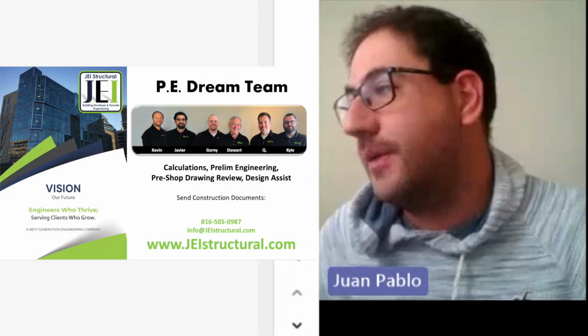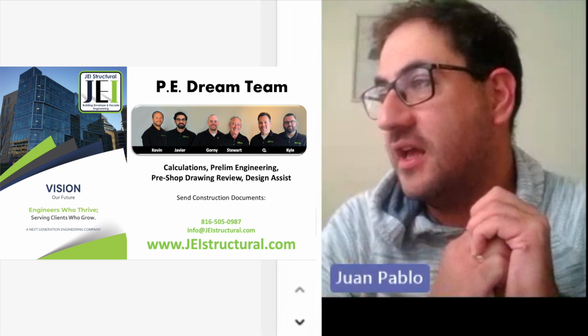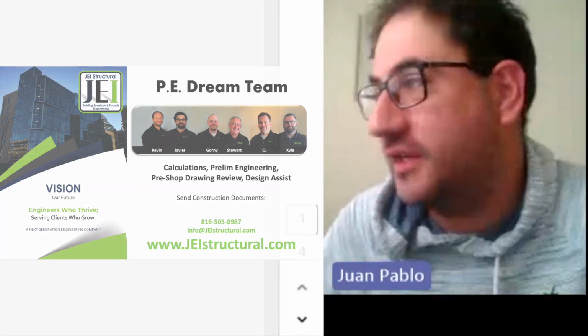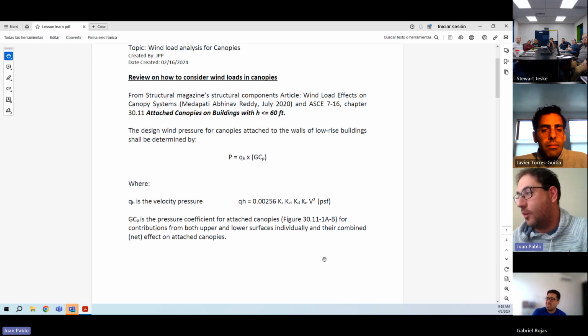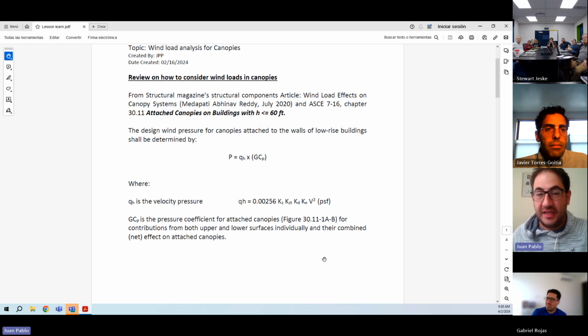The design pressure for canopies attached to the walls of low-rise buildings is determined by the following equation: P, the pressure, equals q sub h times GCp. As we all know, q sub h is the velocity pressure, calculated with 0.00256 times Kz times Kzt times Kd times Ke times the velocity squared. GCp is the pressure coefficient for attached canopies from Figure 30.11-1A and B, for contributions from both upper and lower surfaces individually and their combined effect on the canopies.